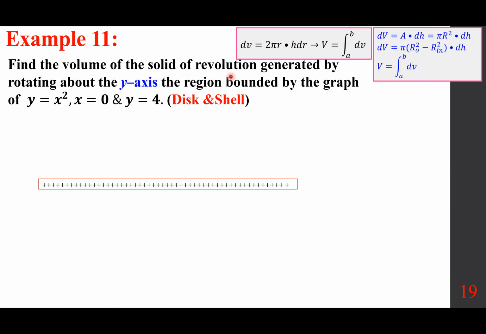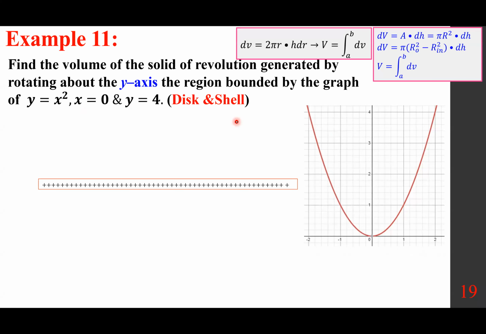Find the volume of the solid of revolution generated by rotating about the y-axis the region bounded by the graph of y equals x squared, x equals 0, and y equals 4. And we're going to use two methods to compare and contrast. We had seen this before, so let's quickly graph the function y equals x squared.